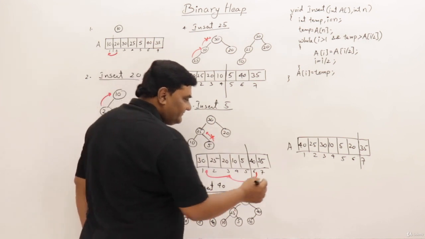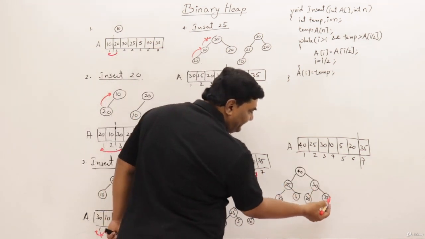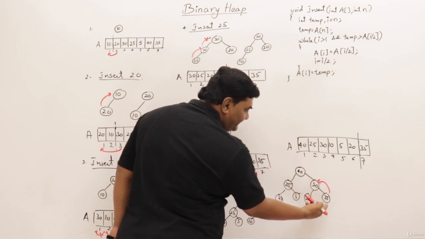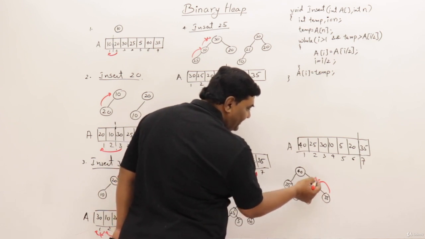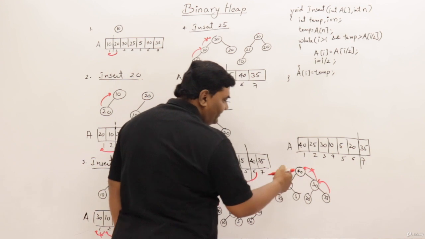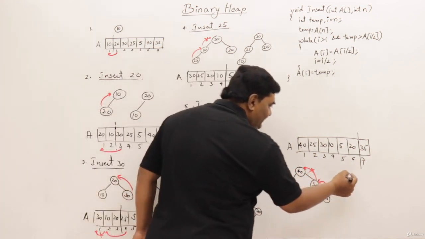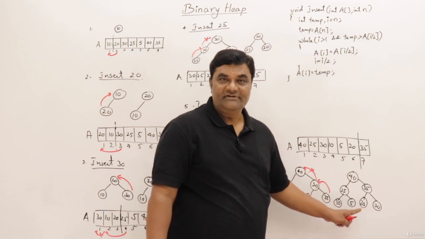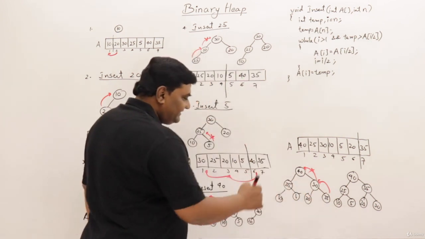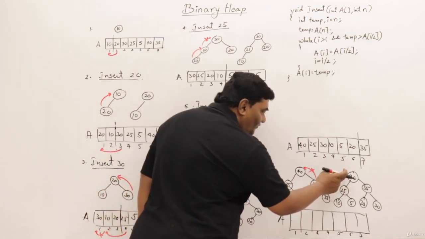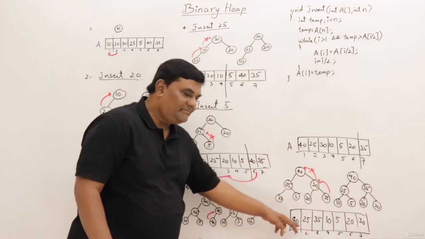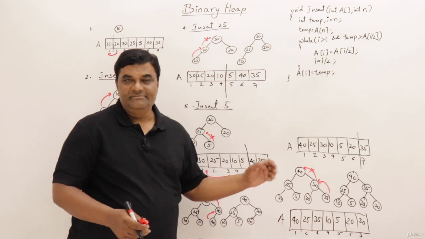So I'll show it here. So this is 35. 35 is newly inserted. It is compared with the parent. It is greater than this one, so it has to be swapped. And with its parent, no, it is not greater than that. So this is the resultant tree, the final heap. The elements in the array will be 40, 25, 35, 10, 5, 20, 30. So these are the elements in the heap. Finally, a heap is created.